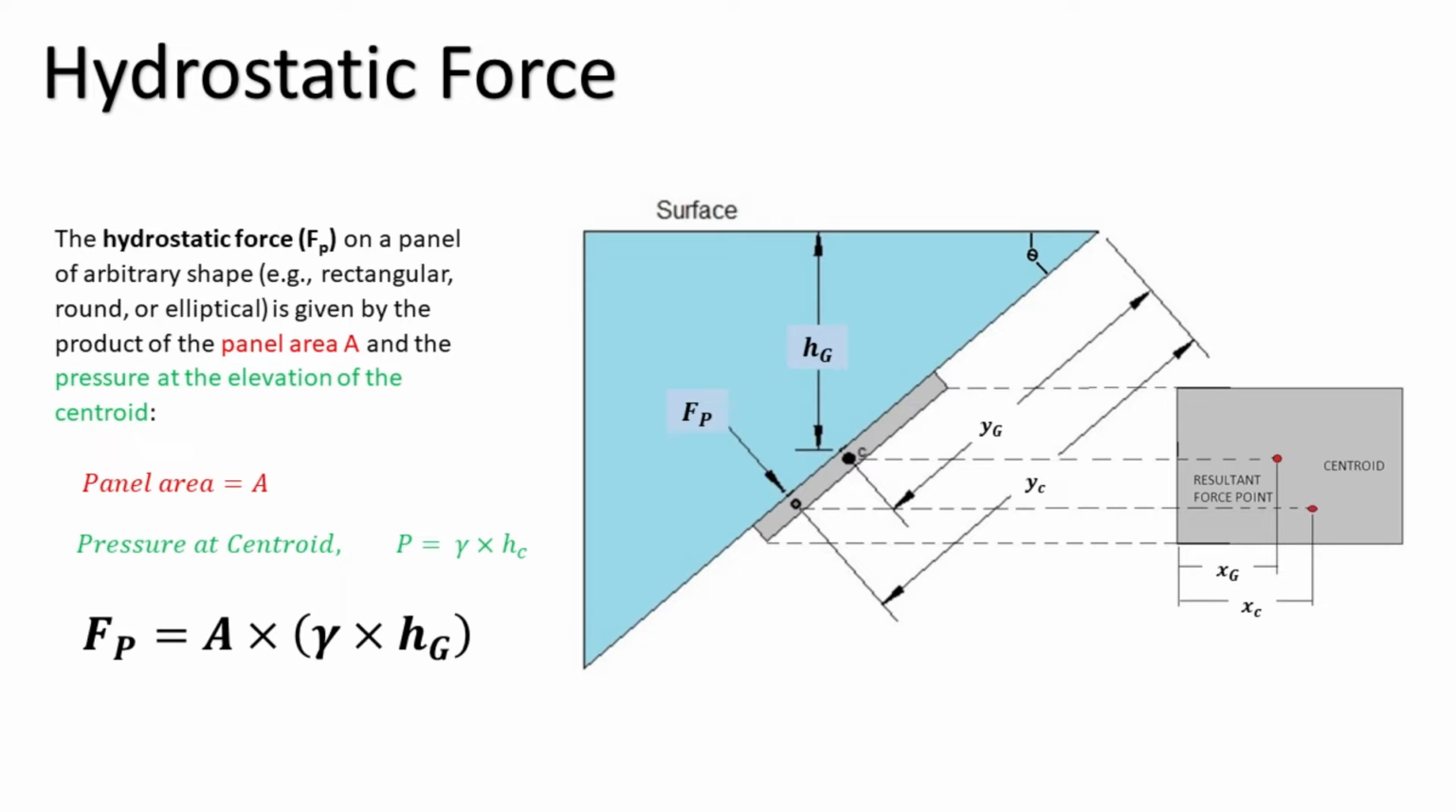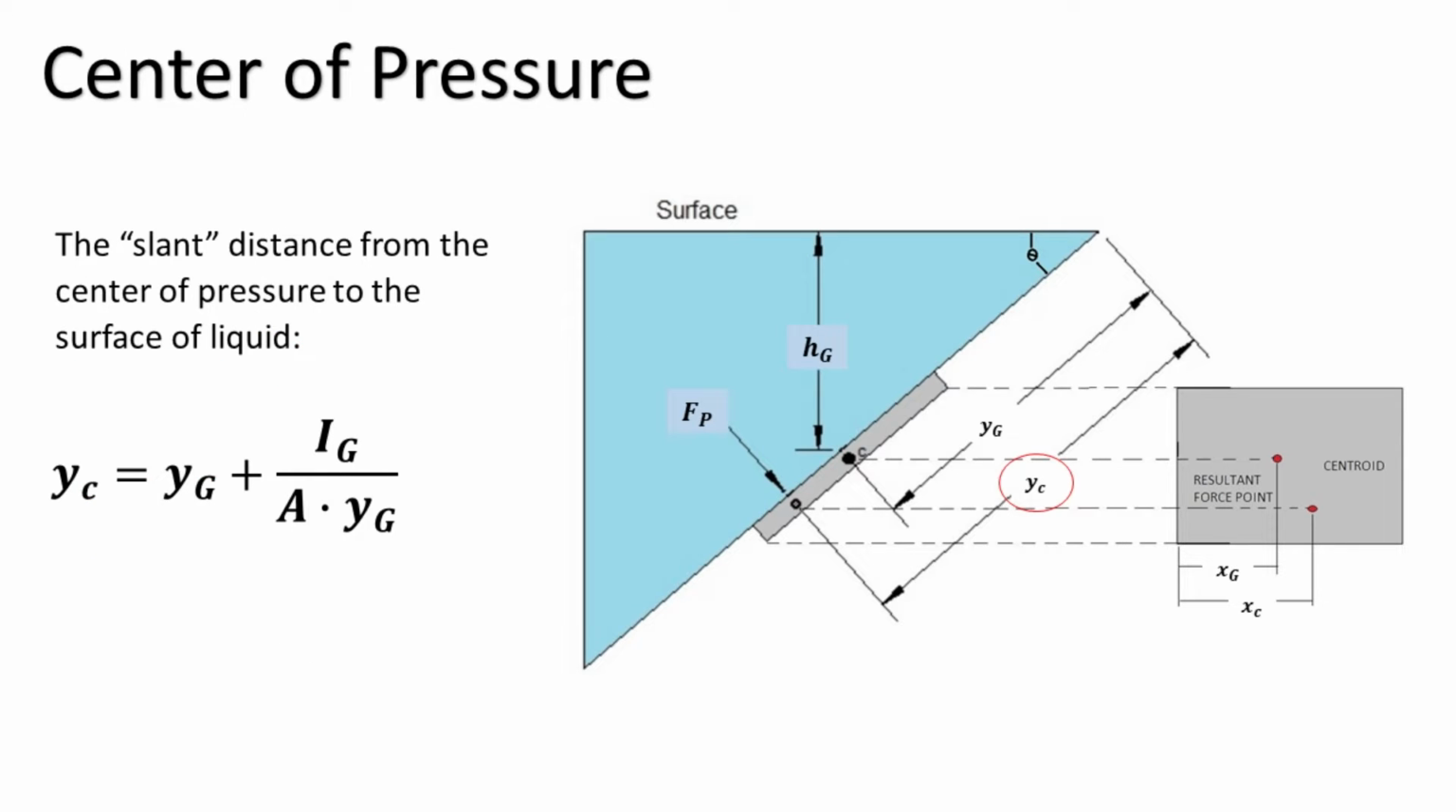The hydrostatic force on a panel of arbitrary shape such as rectangular, round, or elliptical is given by the product of the panel area A and the pressure at the elevation of the centroid G. Location of the center of pressure: the torque due to the resultant force Fp must balance the torque due to each differential force. As shown here, Yc is the slant distance from the center of pressure to the surface of the liquid. The label slant denotes that the distance is measured in the plane that runs through the panel.